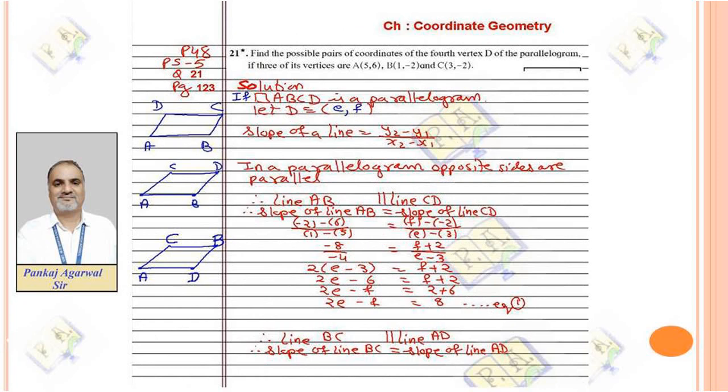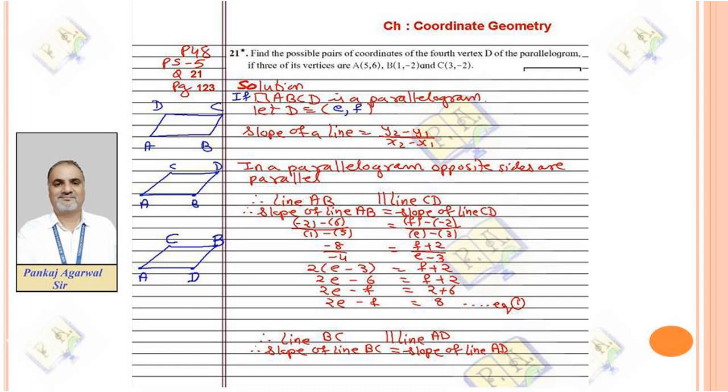P48. Find the possible pair of coordinates of the fourth vertex D of a parallelogram, if three of the vertices are A coordinate, B coordinate and C coordinate. Now, since we do not know how the quadrilateral is coordinated over here, the vertex opposite to A can be C, or the vertex opposite to A can be D, or the vertex opposite to A can be B. So let, if quadrilateral ABCD is a parallelogram, then D coordinate be (e, f).